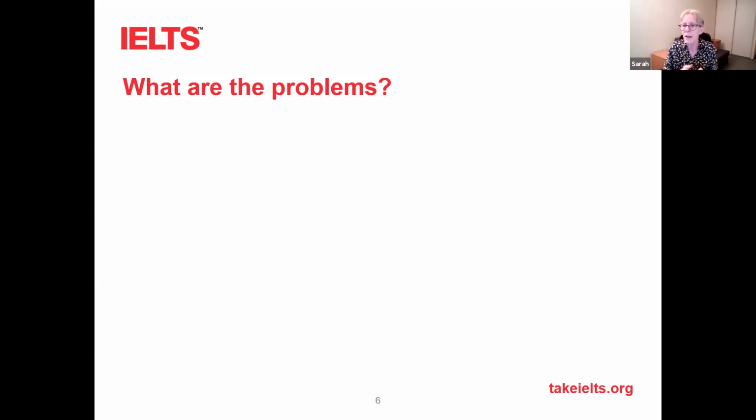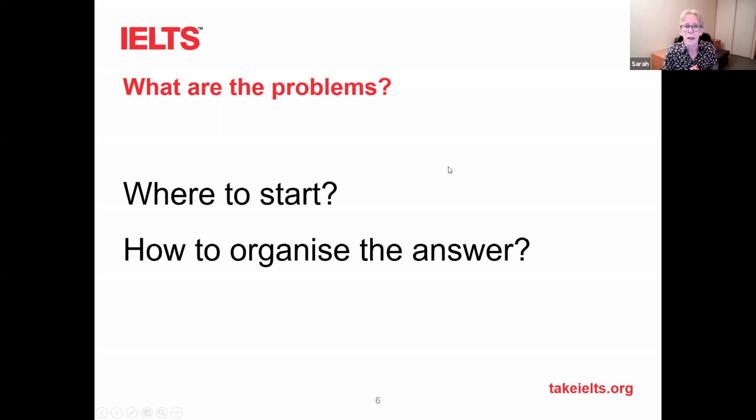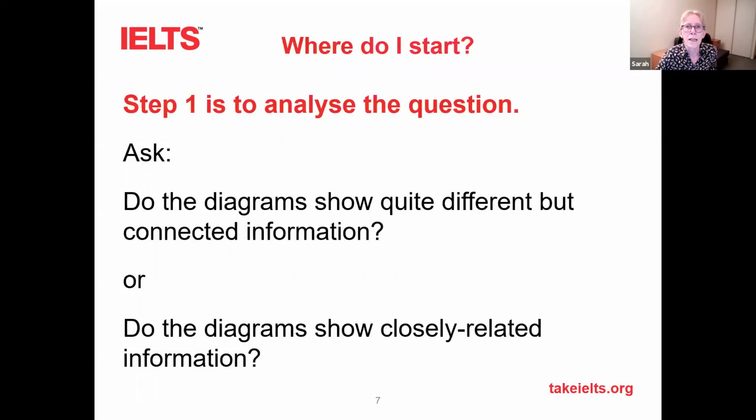Yeah, excellent. Okay, that's exactly the problems both my test takers have had and in my classes, and I had when I first started looking at this type of question and thinking, how does one go about it? So, summing up what you've said, I think it's where to start and how to organise the answer when you've got two lots. Okay, so let's just look at the first bit then. And where do I start?